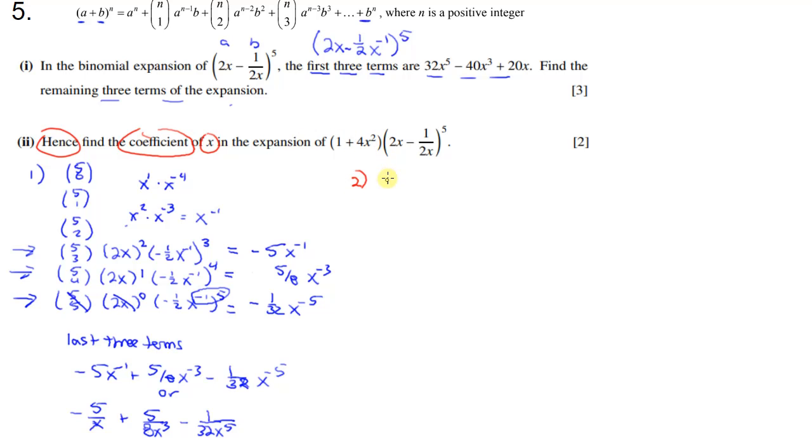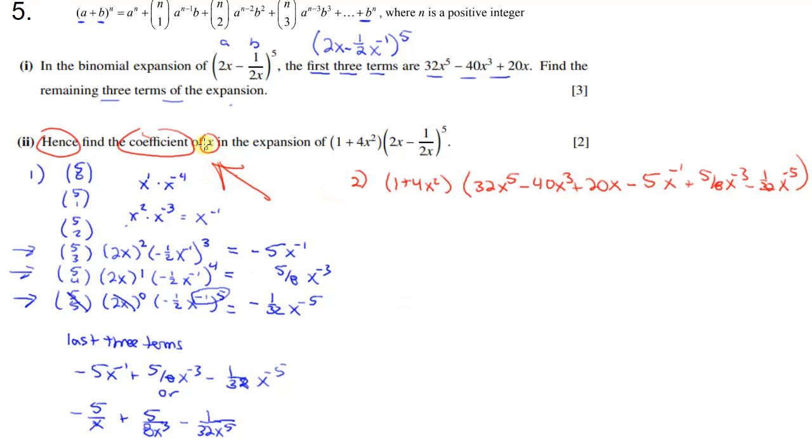Anyway, now they give us the second part. They want us to multiply this expansion times 1 plus 4x squared. So I'm going to rewrite this expansion given the terms I just figured out and the ones they gave me in the beginning of the problem. And what I'm looking for is the coefficient of x. And so I'm not going to multiply everything. I'm just looking for things that multiply to end up being x.